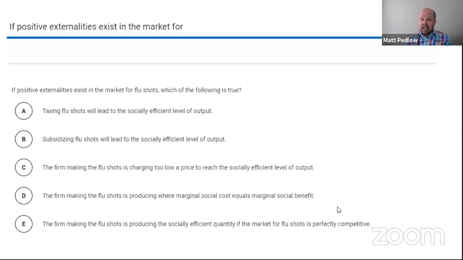You've eliminated that deadweight loss, as we said earlier. So you know you can't be there. And then E, the firm making the flu shots is producing the socially efficient if it's perfectly competitive. Once again, no, there's a positive externality. So you go back to B. Once again, provide them a subsidy.